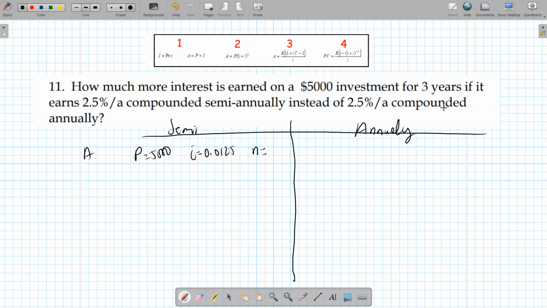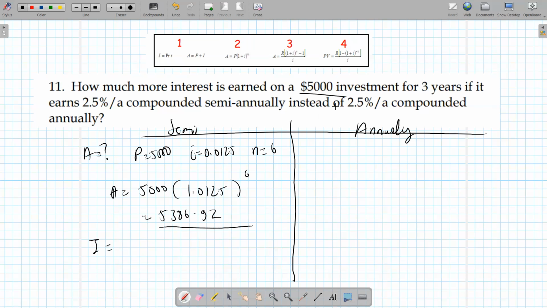What do we do with the n? N is 3 years, but what do we do with it? You get 6. Yeah, you get 6, and then our final amount A is missing. So A is gonna be 5,000 times 1.0125, just add them up, to the power 6. That gives me 5386.92. How do we find the interest? You subtract. Yes, you subtract. So can you do this in your head? 5386.92 minus 5,000. 386.92. Right, 386.92. That's the interest.